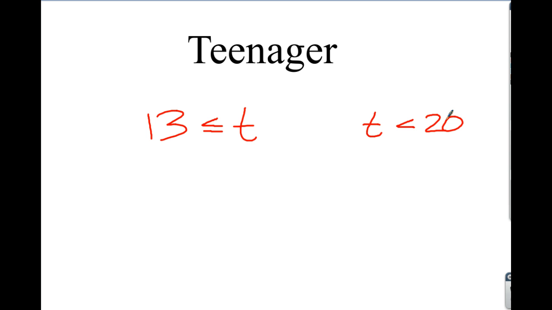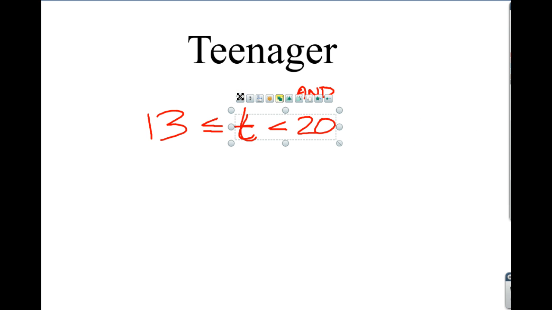So that would be a compound inequality, because in order to be a teenager, you must be older than 13 and younger than 20. So it falls into two things. Now, when you have a compound inequality using the word and, what we will often do is take these two things and put them together. So you end up with T being between 13 and 20.